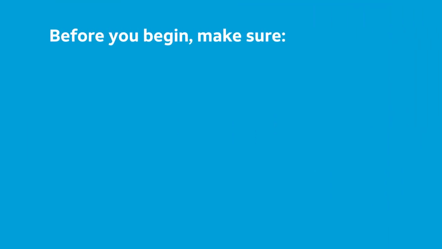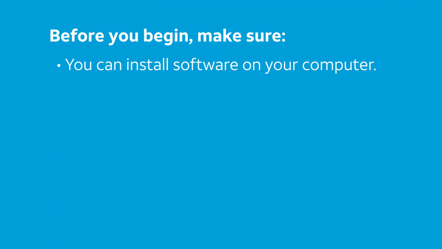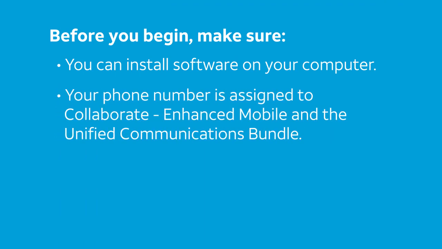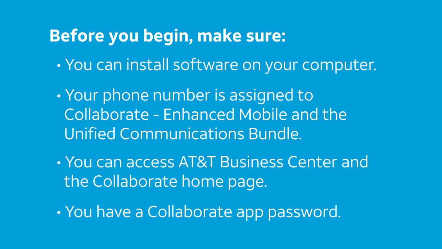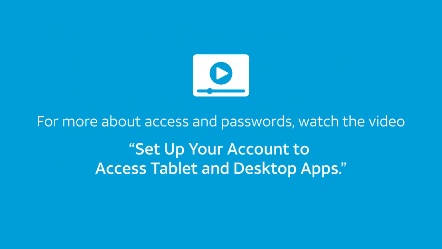Before you begin, make sure you can install software on your computer. Your phone number is assigned to Collaborate Enhanced Mobile and the Unified Communications Bundle. You can access AT&T Business Center and the Collaborate homepage. You have a Collaborate app password. For more about access and passwords, watch the video Set Up Your Account to Access Tablet and Desktop Apps.